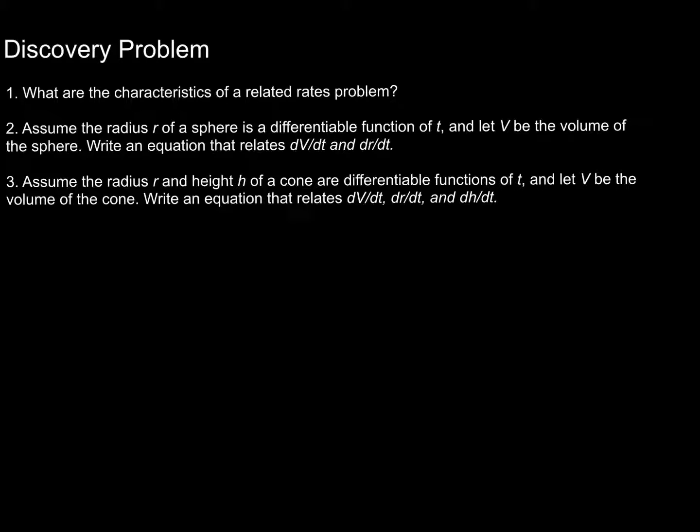So for 2, I assume the radius r of a sphere is a differentiable function of time. It's a key that this is a related rates problem. And let V be the volume of the sphere. Write an equation that relates dV/dt and dr/dt. Alright, so the first thing that I need to do is write an equation that relates r and V. And then when I take the derivative with respect to t, I'll have an equation that represents the relationship between their rates.